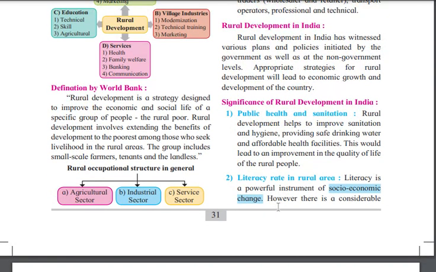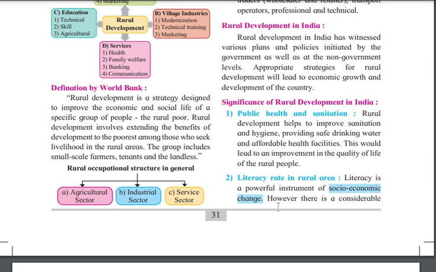Now the significance of rural development. Basically, we are trying to understand what India has done for our villages. Rural area means villages. Okay. So what is the significance of rural development in India? What is the importance of rural development in India?